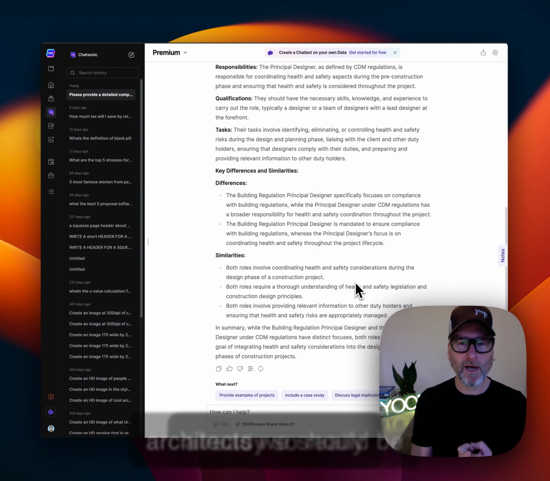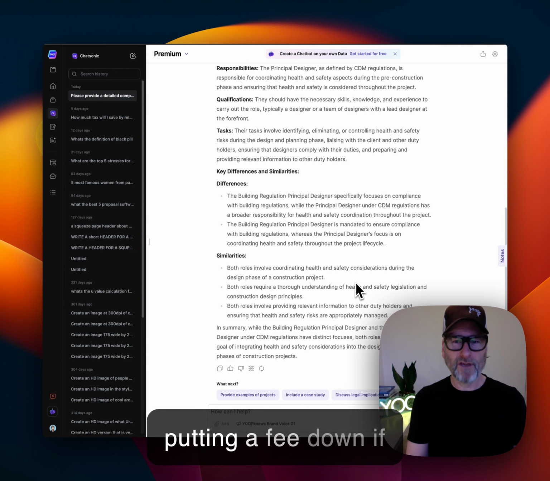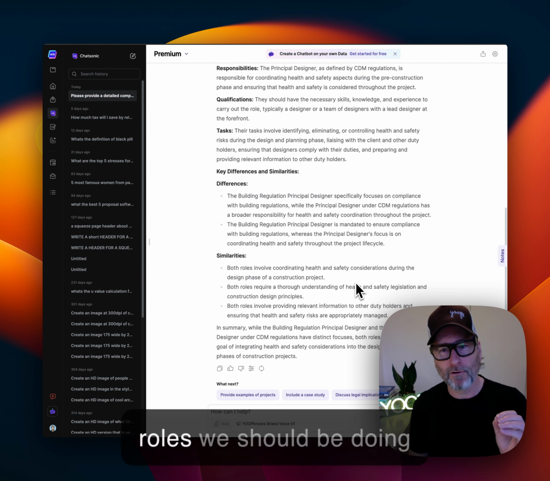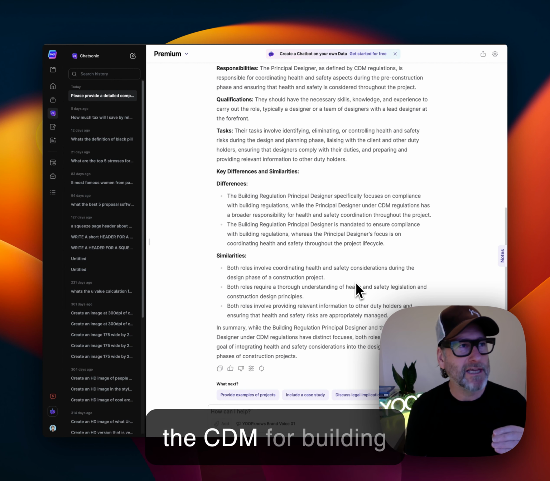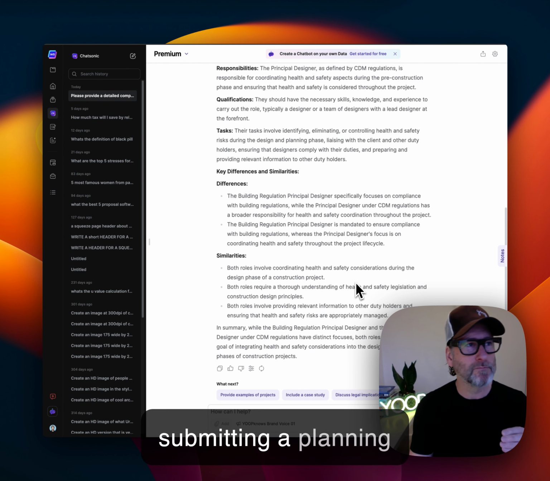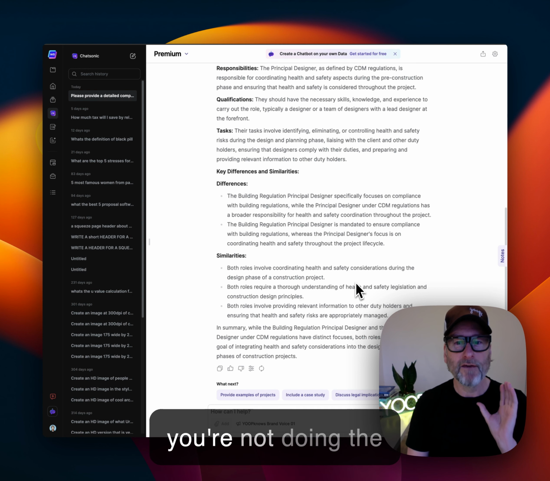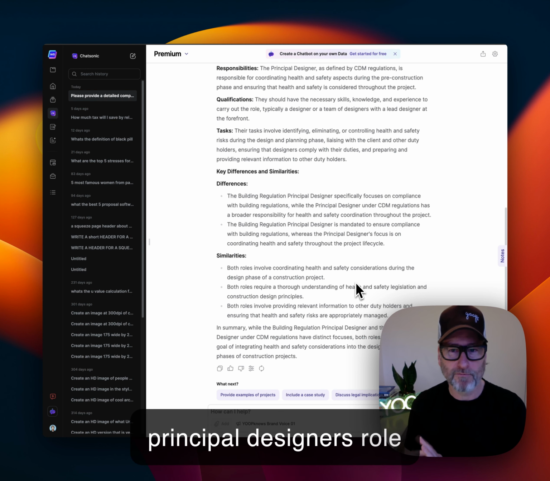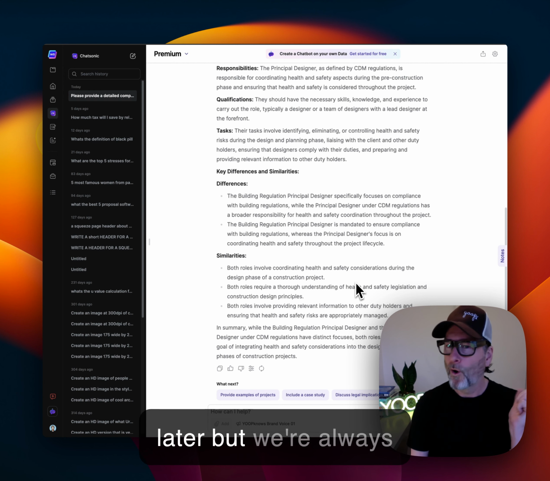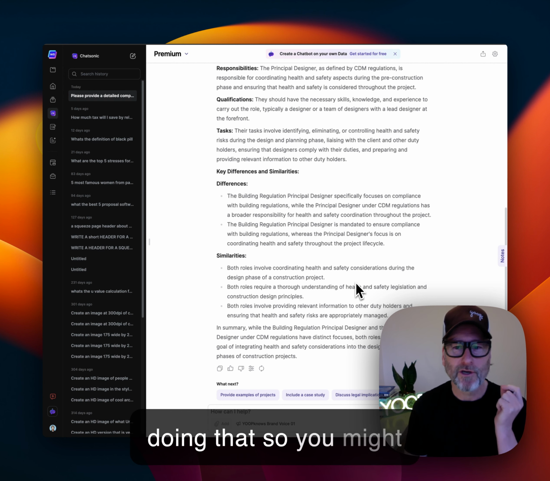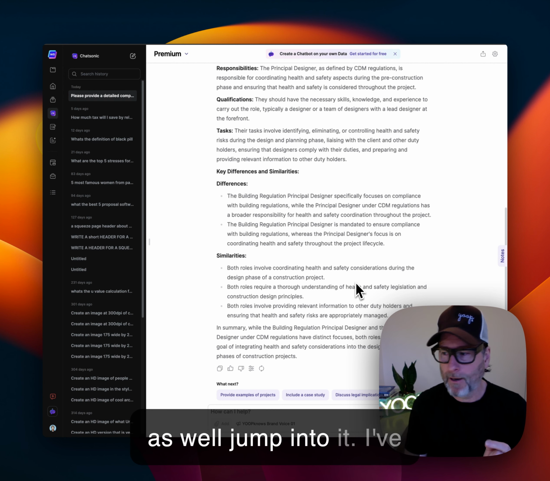So really, as architects, we should be putting a fee down if we're undertaking these roles. We should be doing the CDM for building regs if you're submitting a planning application. That's my opinion. If you're not doing the principal designer's role, maybe that can come later, but we're always doing that. So you might as well jump into it.